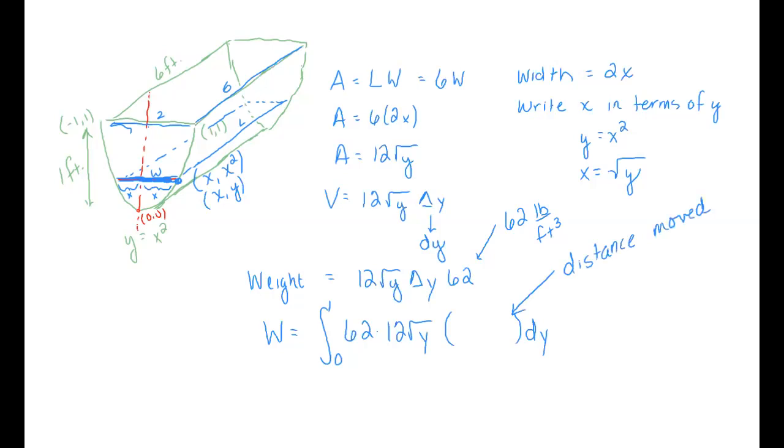So let's look at a few little examples to see how this works. If we're at a y value of 0, all the way down at the bottom, we have to move all the way to the top. We move 1 foot. If we're at a y value of, let's say, 1/4, how far do we have to move? Do we move a 1/4 foot? Do we move a 1/2 foot? How far to get to the top?